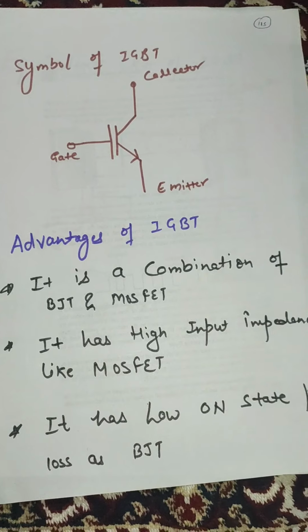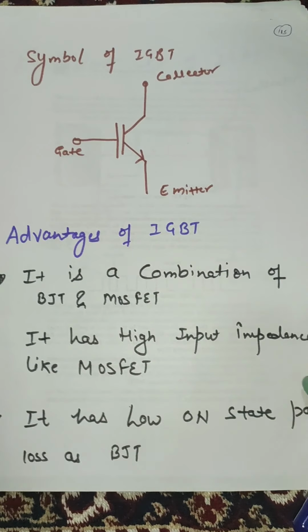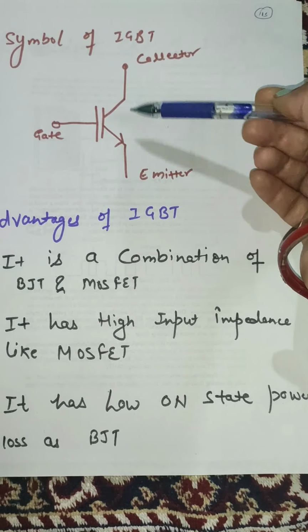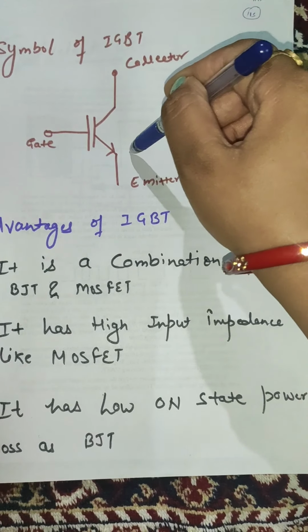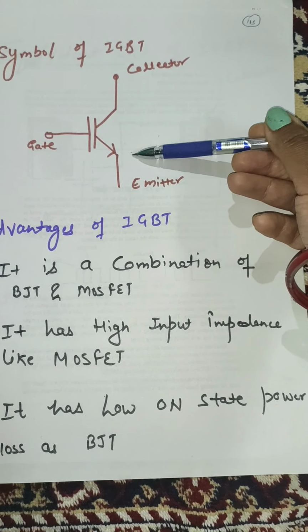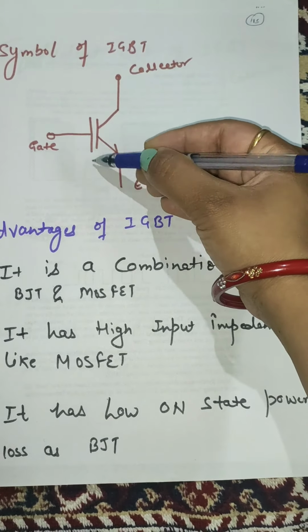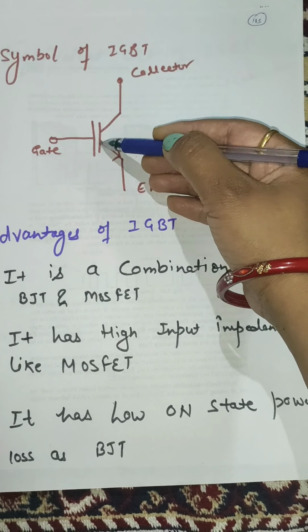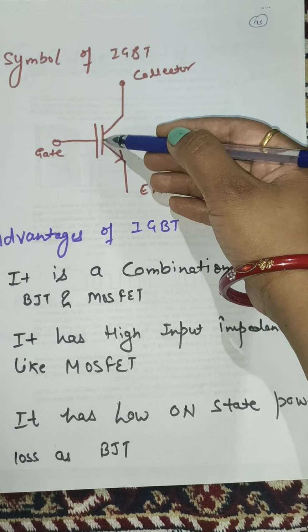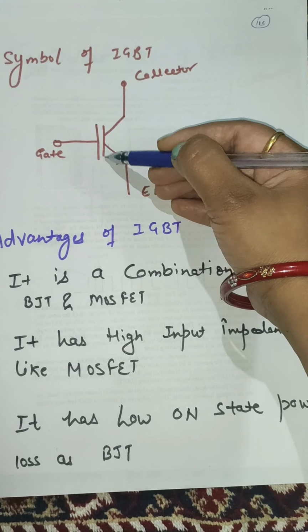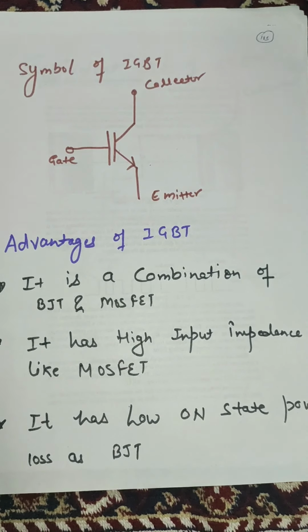First of all, the symbol of IGBT. Its symbol is just like a BJT, an NPN or PNP transistor, with the gate insulated. The gate is insulated, so this is the symbol of the gate with insulation.